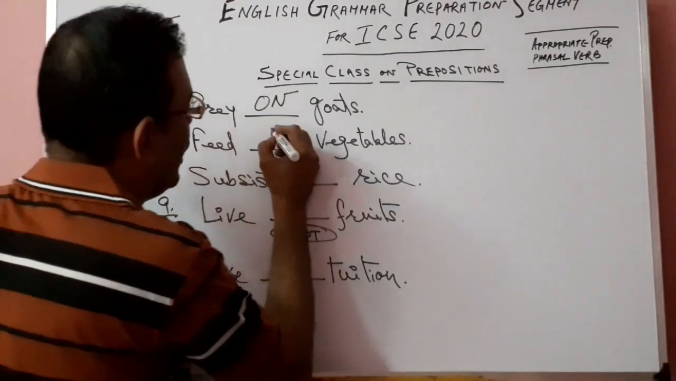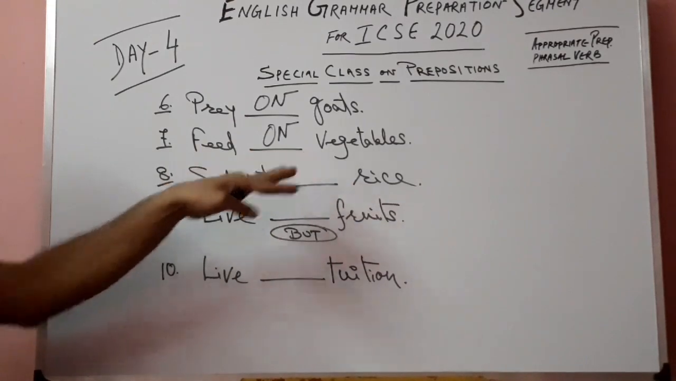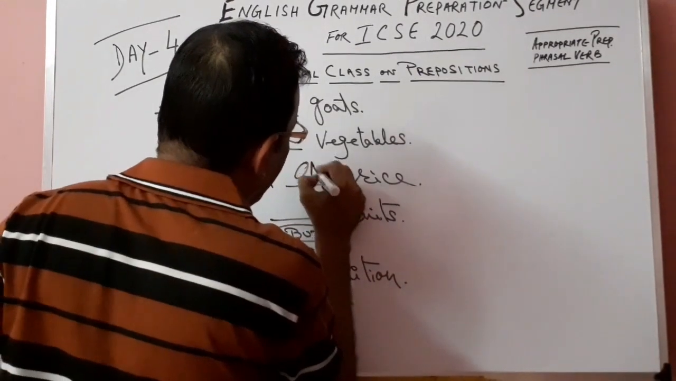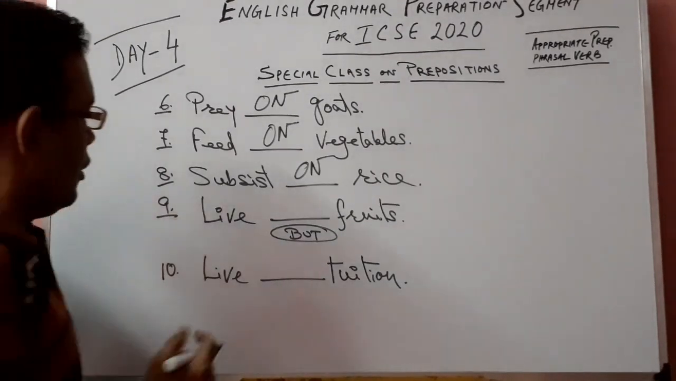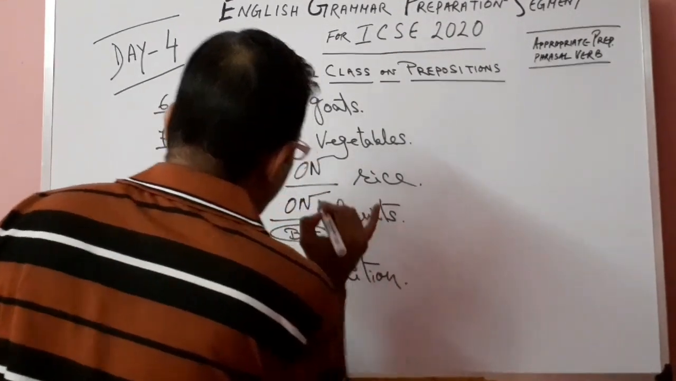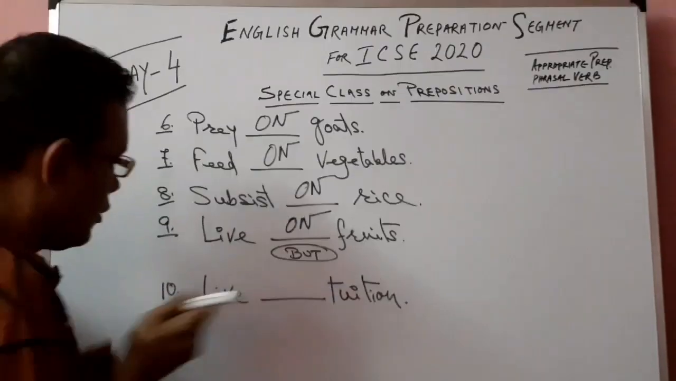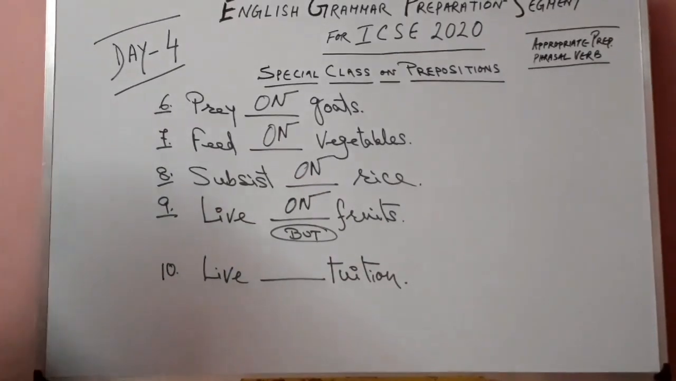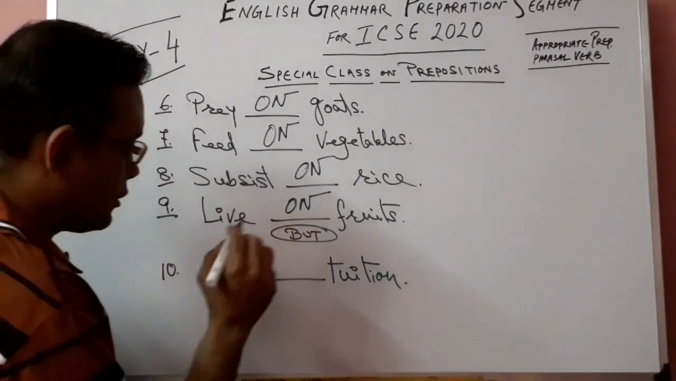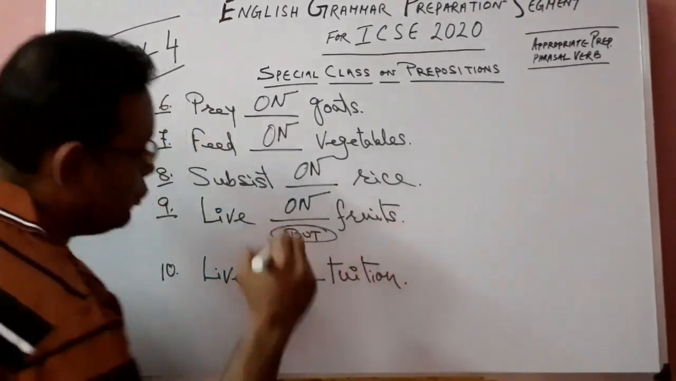Feed on vegetables. That means depending on vegetables. Subsist on rice. We subsist on rice. So we are depending on rice for getting our main meal. Live on fruits. But live by tuition. Then we have to use live by tuition.